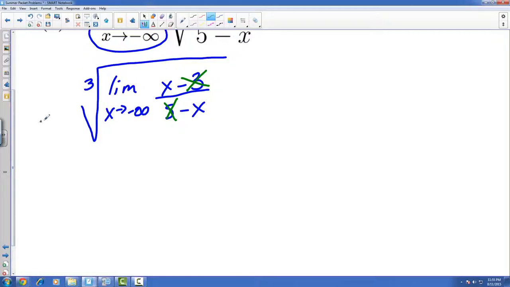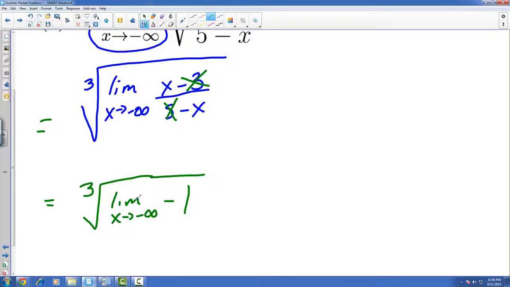And at this point, we have the cube root of the limit as x approaches negative infinity of, really, before we had x divided by negative x. Well, x divided by negative x just simply comes out to be negative 1. And the limit as x approaches infinity or negative infinity of some constant number is really just that constant number.